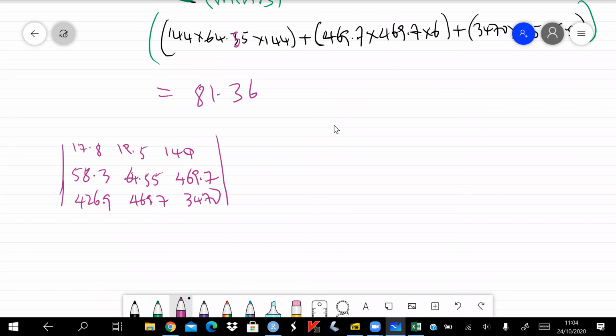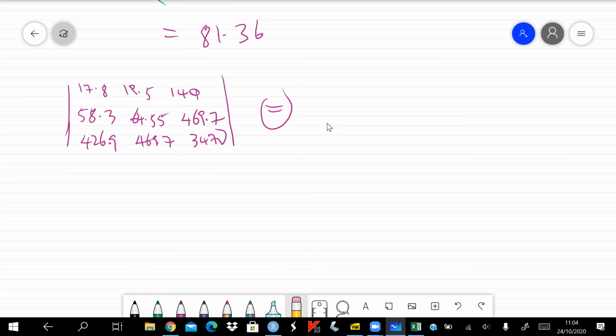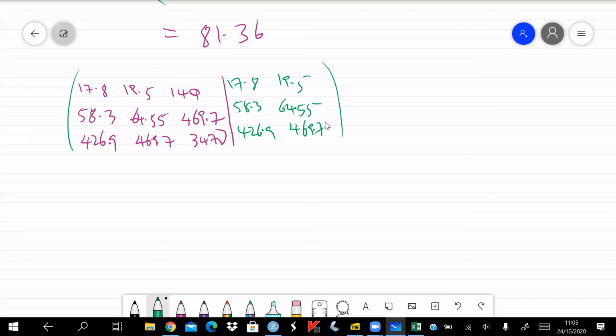So we need to copy the first two columns to have this expression looking like this. So I just remove this line here. Then I just copy these two. So we have 17.8, 58.3, 426.9, and here I have 19.5, 64.55, and 469.7. So I can find the determinant there.